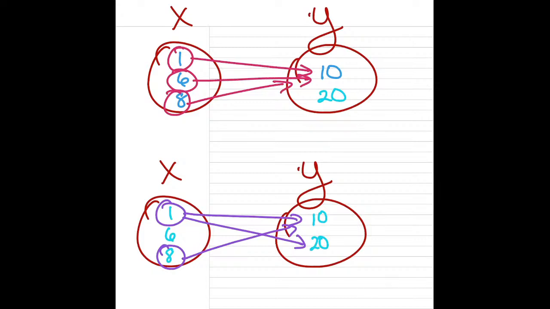Each input only gives out one output. You can't have one input give two different outputs. But as long as each input is giving one output, you're okay. So here we go. This X is giving out a 10. This 6 is giving out a 10. And this 8 is giving out a 10. It's fine. They're still only giving out one answer each. This is a function.